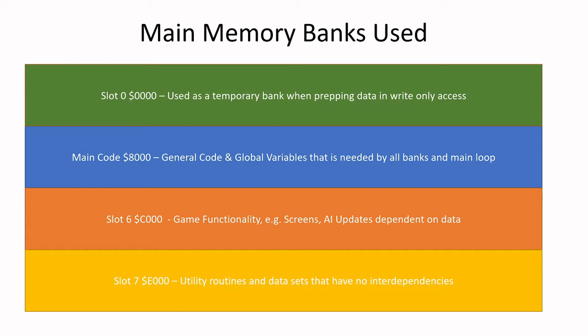And the final slot I use is slot 7 at address E000, which contains general purpose utility routines and master data sets. So for example, there would be layer 1 or layer 2 graphics, the ship 3D model data, and all of the seeds for each galaxy in their own memory bank.